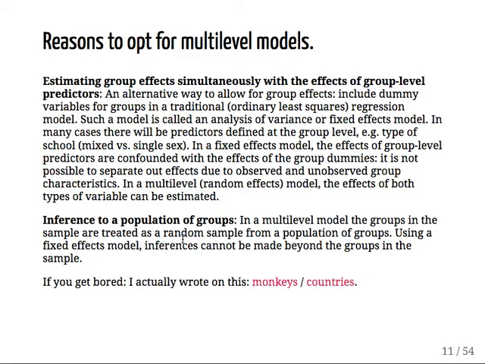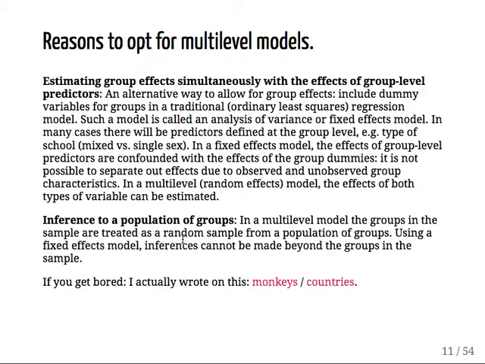And if you get bored, I'm invested in this because I wrote some things actually about monkeys and about countries. For example, people treat countries as independent data points, but they're not. They're nested in regions. For example, Germany is much more similar to Austria than it is to Japan. And so if you were to analyze all the data at country level and ignore the fact that countries are structured in regions, you're going to be making wrong inferences.